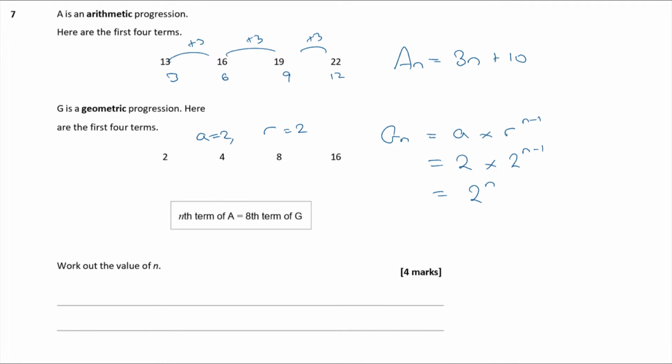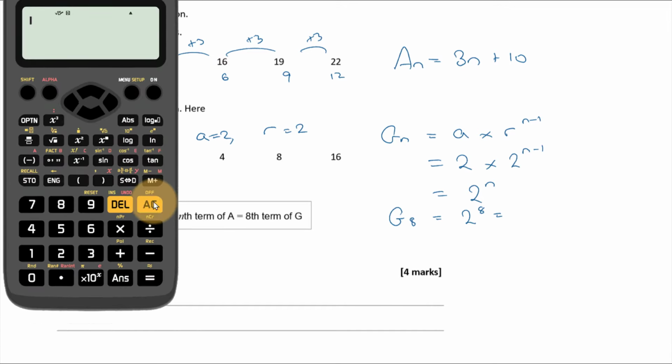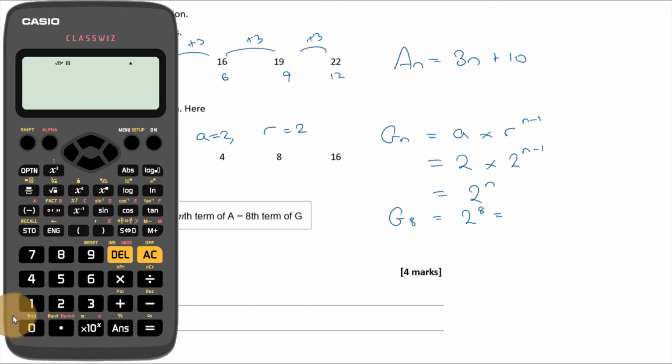Okay, so then the next part says the nth term of A is equal to the 8th term of G. Let's just find the 8th term of G, g8. That's going to be 2 to the power of 8, or it's 2 times 2 to the power of 7, which is 2 to the power of 8. But anyway, that's 2 to the power of 8. What's that on the calculator? I could do it on my hands, but hey ho, got a calculator. 2 to the power of 8, that's 256.